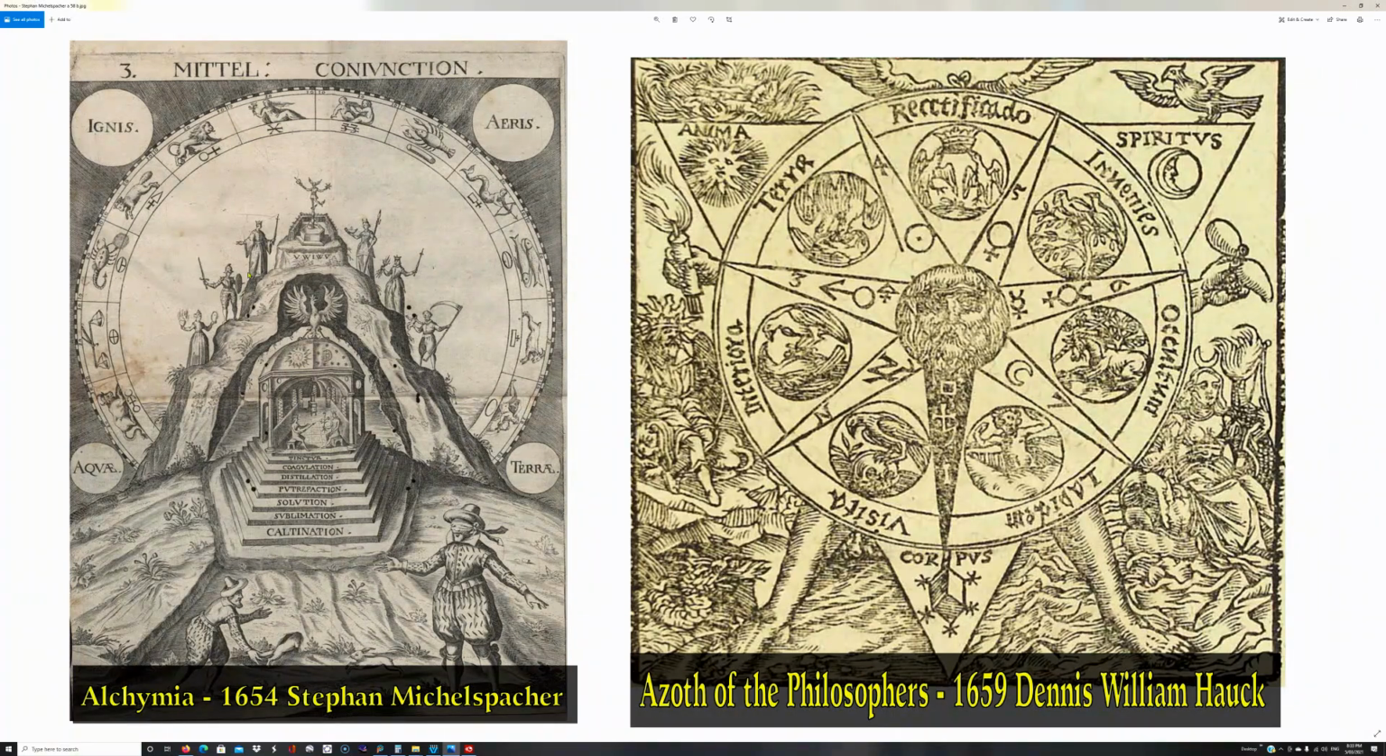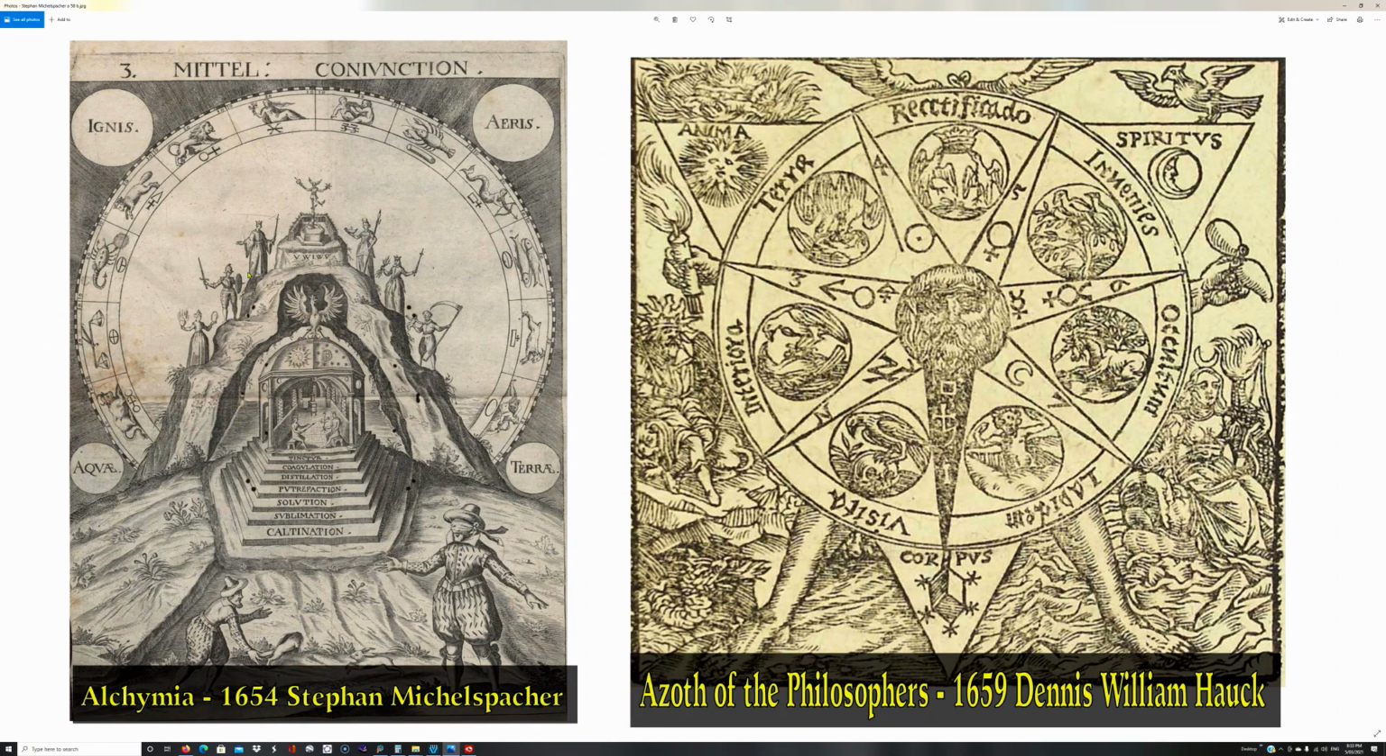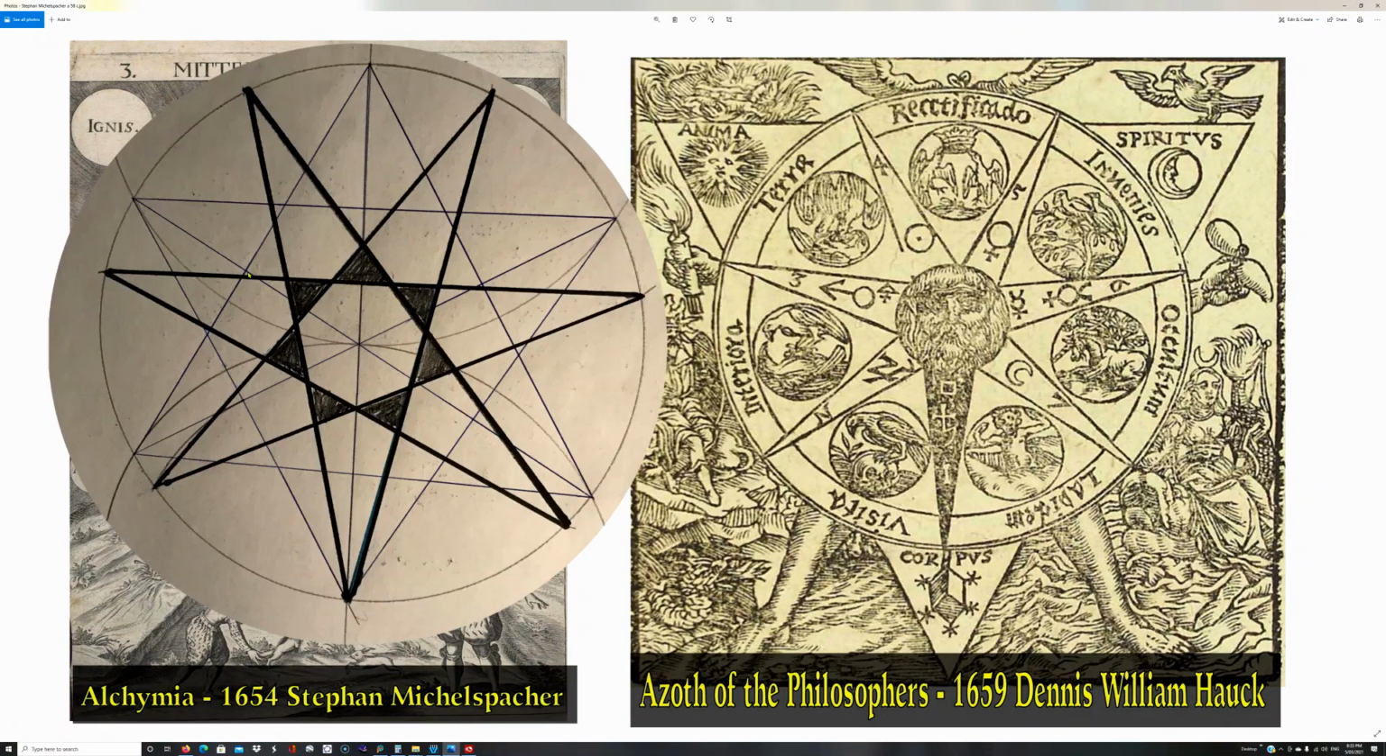Dennis William Hawke. But the point is that you still have 7 figures and 7 steps on the left-hand side, but on the right-hand side, what we have is a heptagon, a 7-pointed star, and the same chemical or metallurgical symbols for gold, silver, mercury, copper, iron, etc. Also the anima spiritus corpus, but that's got to do with salt, sulfur, mercury.